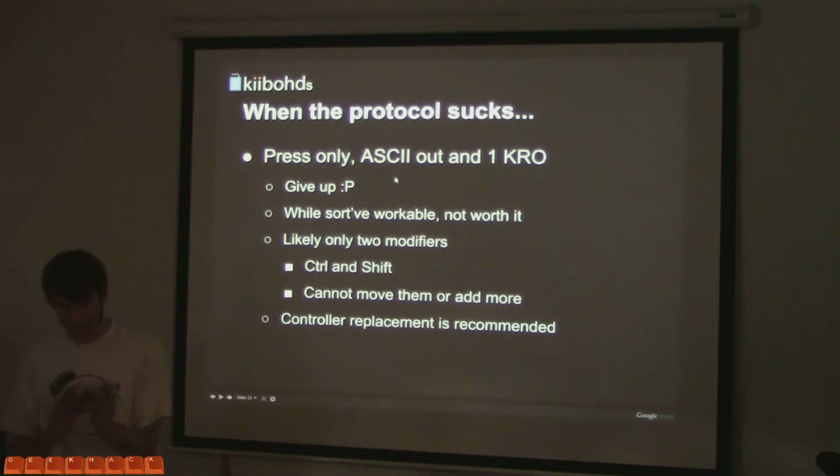So that's basically the overview of what you need to know to actually start thinking about reverse engineering. Now you have to think about, okay, the protocol sucks. The only thing that comes out is ASCII. So you press A, it sends you an A. If you hold down, it might send you another A, maybe. There's no guarantee. And if you press B at the same time, it'll send you B. If you release A, nothing happens. So it literally tells you nothing. There's one key rollover. It is a piece of crap. Like why did you do this to me?